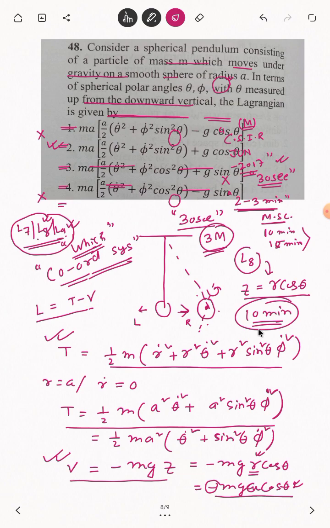In the next few lectures, we will discuss all the problems of competitive exams on Lagrangian systems, or rather the Lagrangian, that means the T minus V formation, from now on will be important.